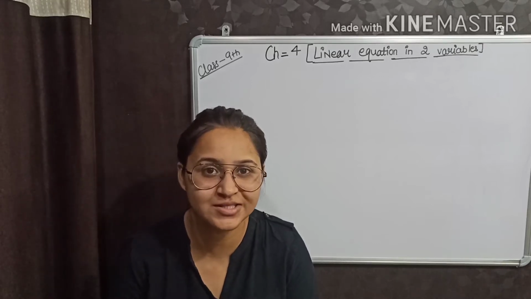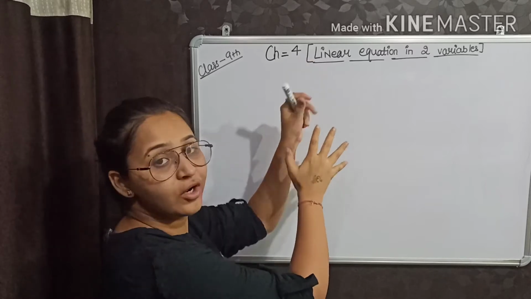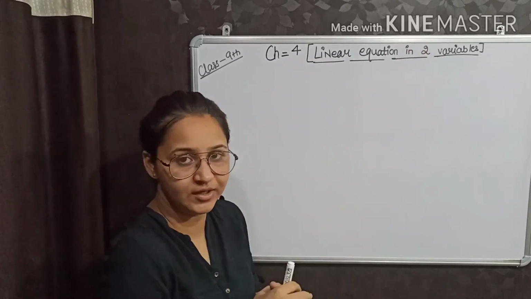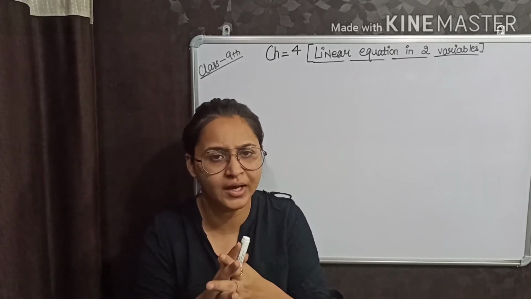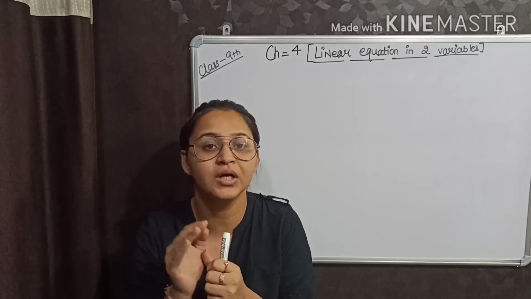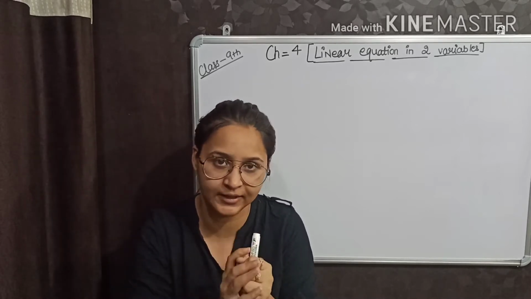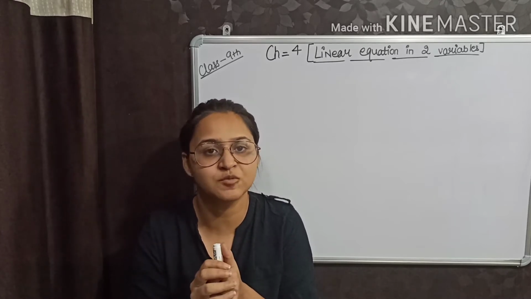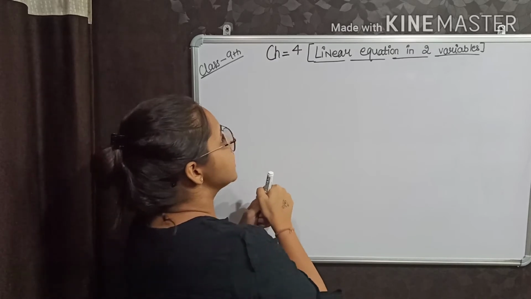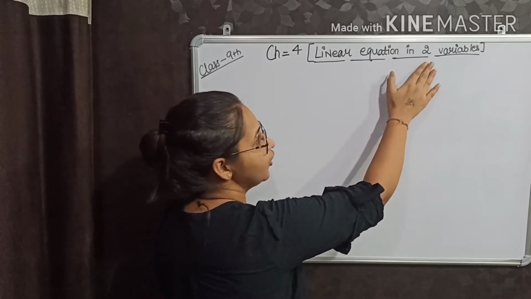So hi students, today we will start a new chapter of your syllabus, chapter 4, that is linear equation in two variables. First of all, I am expecting that you all must have learned the chapter linear equation in one variable in your earlier classes, that is in 9th class, but still I will explain some terms again easily. So first I am explaining, the name is linear equation in two variables.